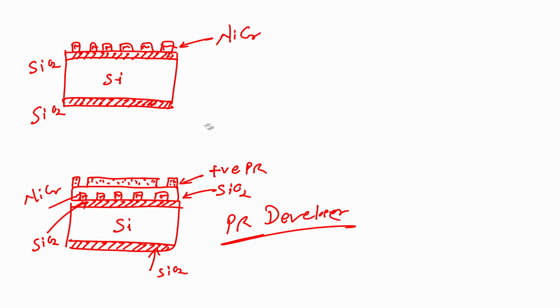So, what is the next step? Once I have this, I will go for hard bake. Hard bake is done at 120 degrees for 1 minute, correct. After hard bake, the next step is I will dip the wafer in BHF. BHF stands for buffer hydrofluoric acid.